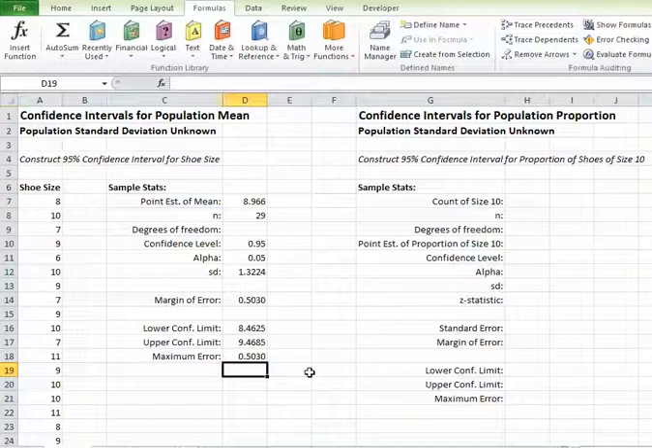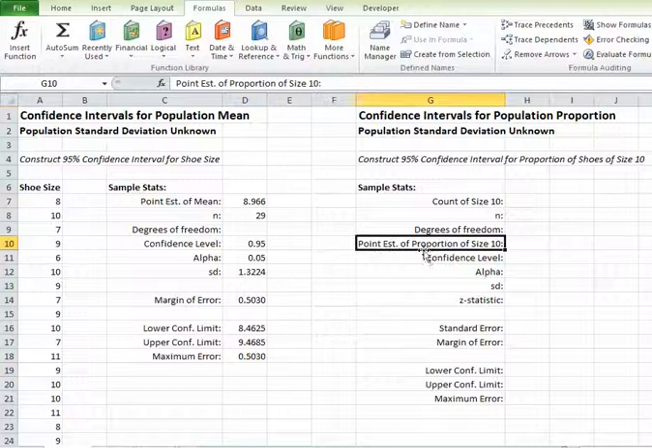Okay, let's now turn our attention to the right side of this workbook, and now we're going to calculate the confidence interval for a population proportion. Again, our population standard deviation is unknown, but it doesn't matter for proportions. We can still use the z-statistic. Okay, first of all, the biggie I need to get is a point estimate of the proportion of shoe sizes that are size 10.